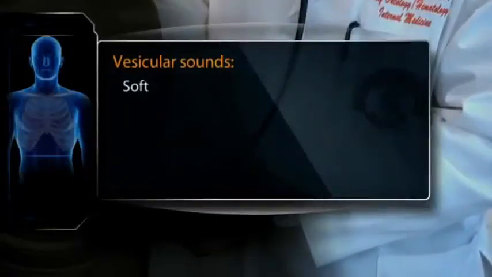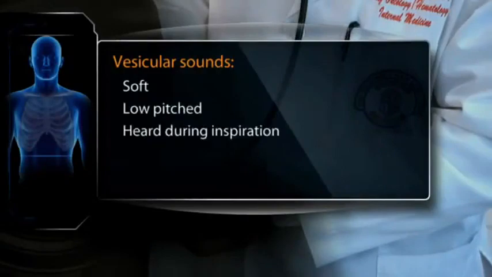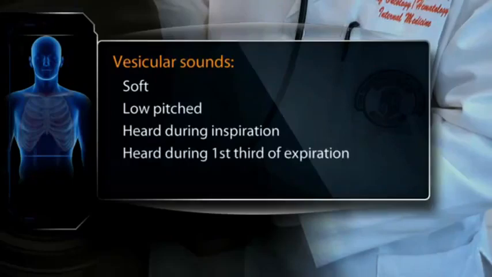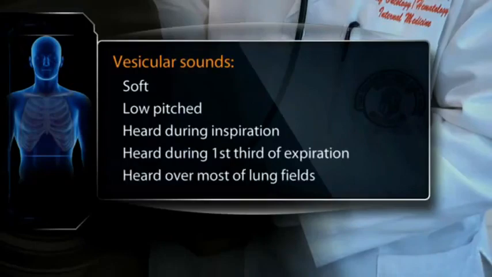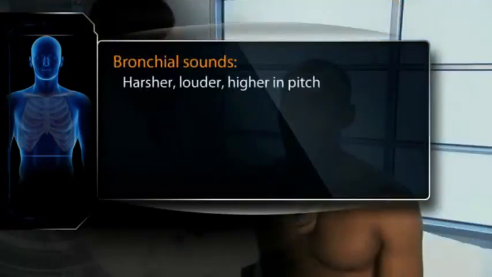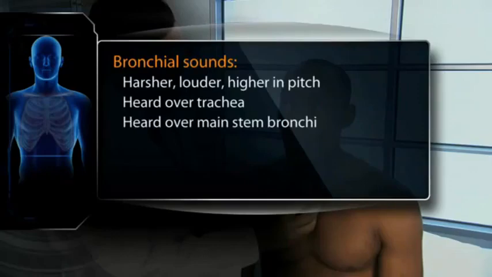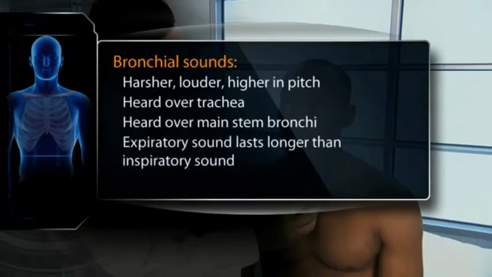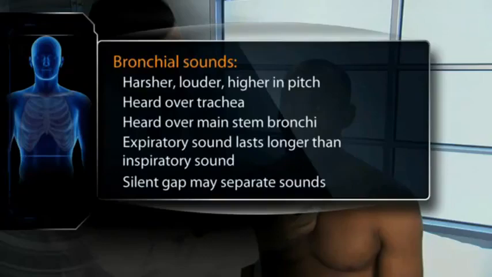Normal vesicular breath sounds are soft and low-pitched. They are normally heard during inspiration and during the first third of expiration, and can be heard over most of the lung fields. Bronchial breath sounds are harsher, louder and higher in pitch than vesicular sounds. They are often heard over the trachea and main stem bronchi. The expiratory sound lasts longer than the inspiratory sound. A silent gap may separate these two sounds in bronchial breath sounds.